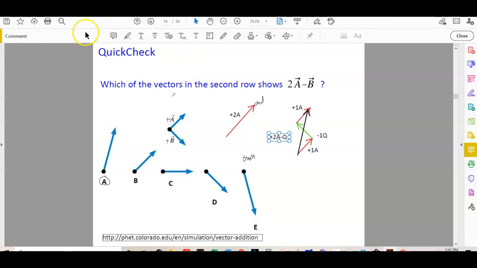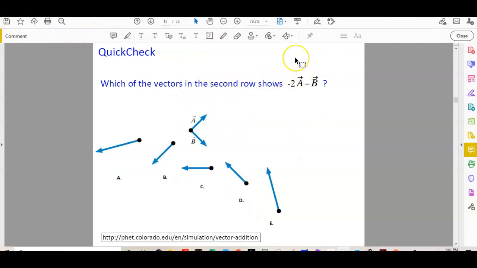Well, let's try another problem. What I want you to do is, again, you're given positive A and positive B. Go ahead and do -2A minus B. So now you're going to have to do a lot more. Perform these operations on these vectors, and then go ahead and find this result graphically. So perform this algebraic operation on these vectors, and then do the graphical analysis, and then solve the problem, please. Pause now.